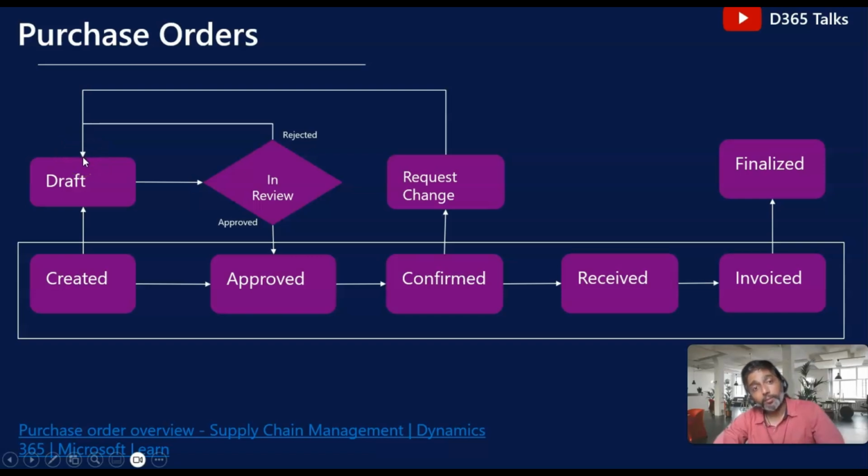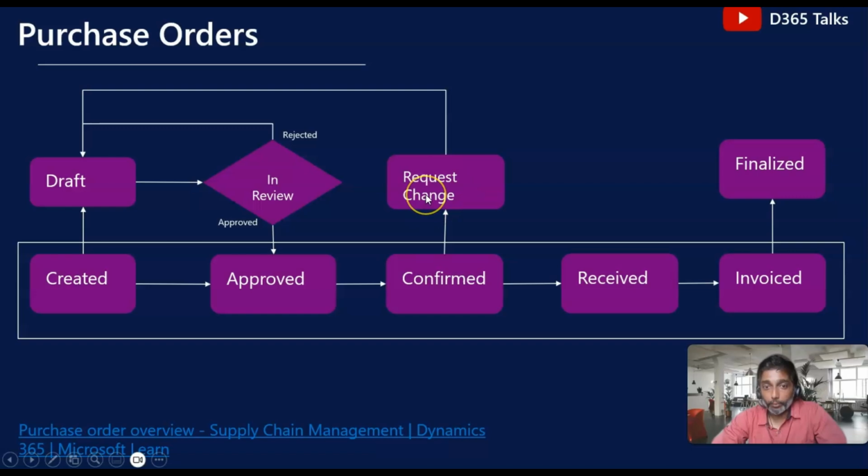So the overall idea is, only in the case of approved will you be able to take the purchase order to confirmed. If it is rejected or in draft, you will not be able to confirm the purchase orders. You need to make sure that the status of the purchase order is always approved before it can be confirmed.